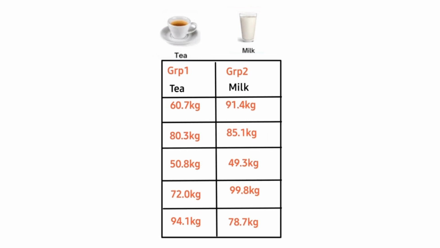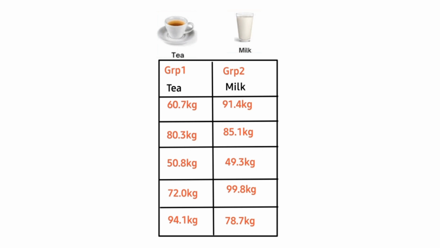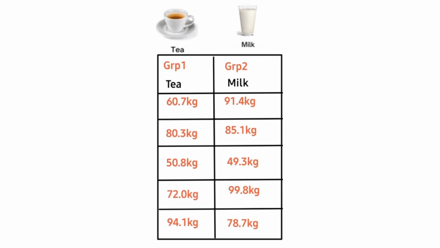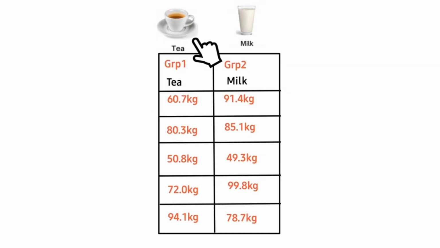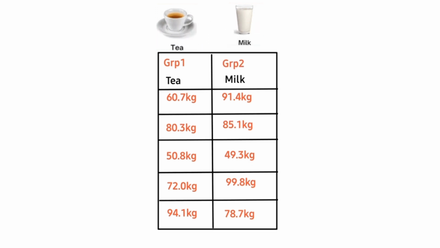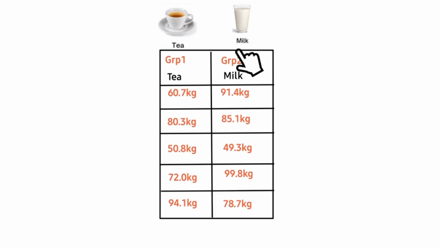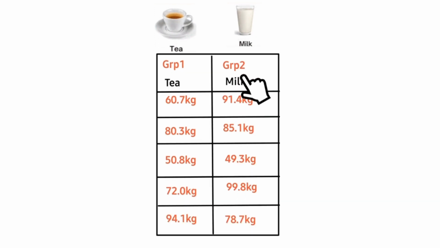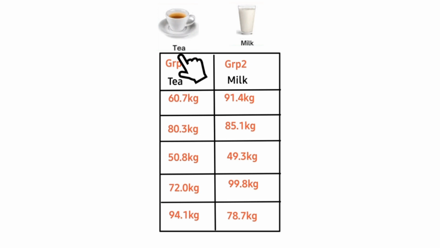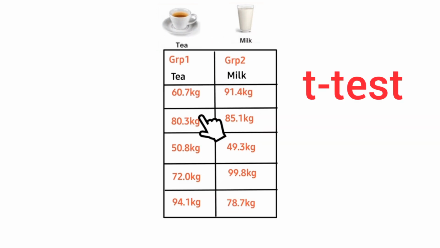For example, if I'm interested in finding out if the beverages that people drink affect their body weight, let's say the beverages are tea and milk. In order to find out if there is a difference in the body weight of these individuals who consume these beverages, you collect a sample of people who consume these drinks and record their weight. Let's assume group 1 represents the weight of those that consume tea, while group 2 represents the weight of those that consume milk. To analyze this data consisting of two groups, we make use of the t-test.